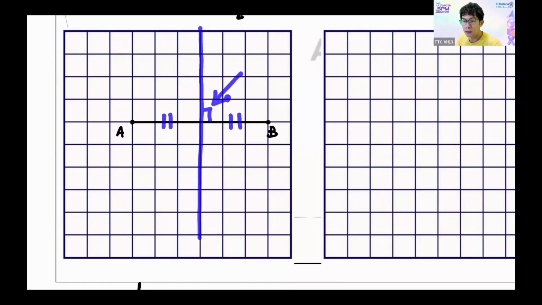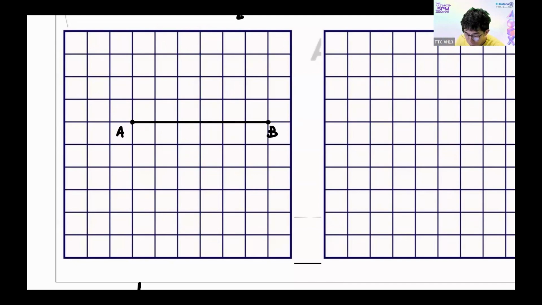Now, look at this technique and see whether you can answer or not. Then everybody can do it. Great. So one more time, everyone: perpendicular, garis serenjang.